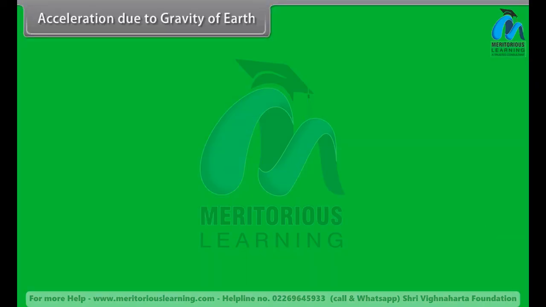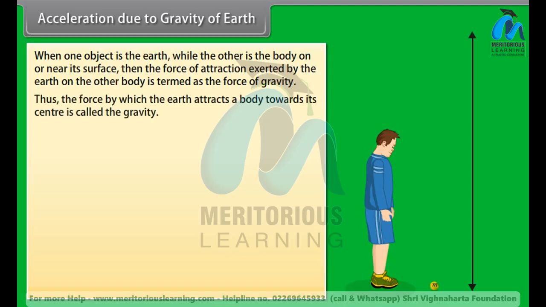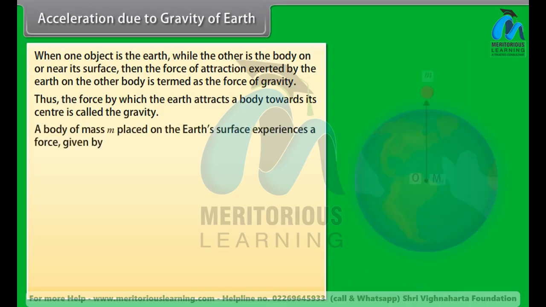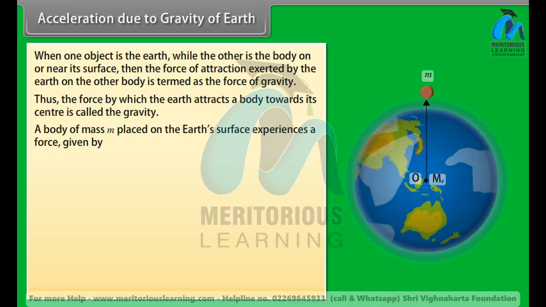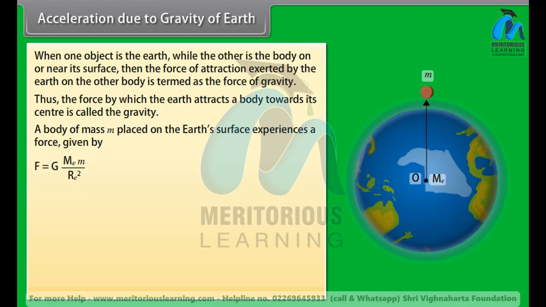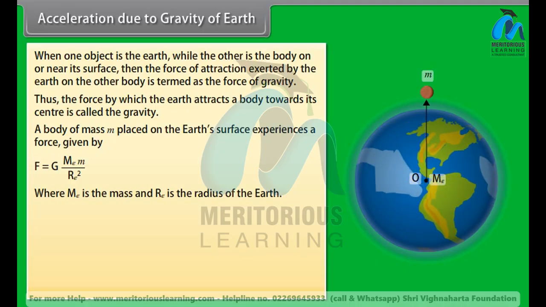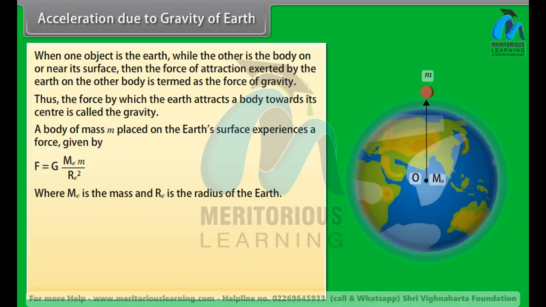Acceleration due to gravity of Earth. When one object is the Earth, while the other is a body on or near its surface, then the force of attraction exerted by the Earth on the other body is termed the force of gravity. Thus, the force by which the Earth attracts a body towards its center is called gravity. A body of mass m placed on the Earth's surface experiences a force given by F is equal to G into M_E m upon R_E squared, where m is the mass and R_E is the radius of the Earth.